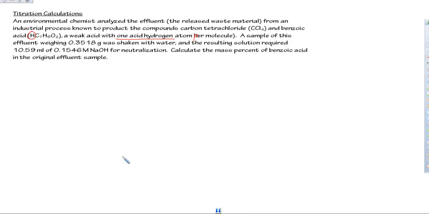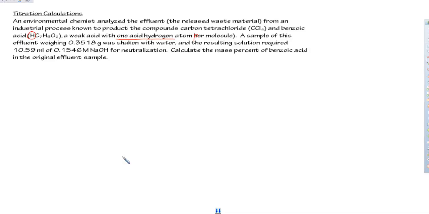A sample of this effluent weighing 0.3518 grams was shaken with water. The resulting solution required about 10.5 milliliters of 0.1546 molar sodium hydroxide to neutralize. So here's what we got. They took this waste mixture, dissolved it in some water, and then they titrated it with a known solution of sodium hydroxide.